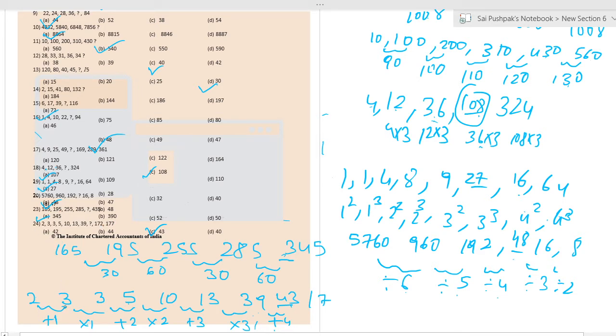24th one, 2, 3, 3, dash. So guys, if you have to get 3 from 3, we need to multiply with 1. That we know. If you have to get 3 from 2, we need to add 1 to 2. So the pattern here is plus 1 into 1, plus 2 into 2, plus 3 into 3. So the next number will be plus 4. 39 plus 4 will be 43. Simple. If you want to check, 43 into 4 will be 172.